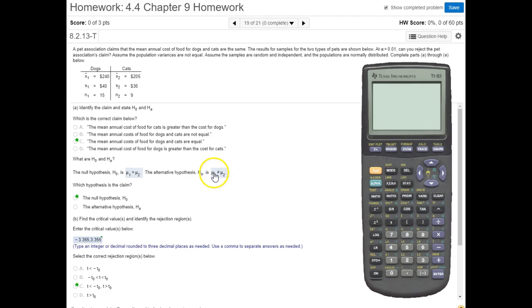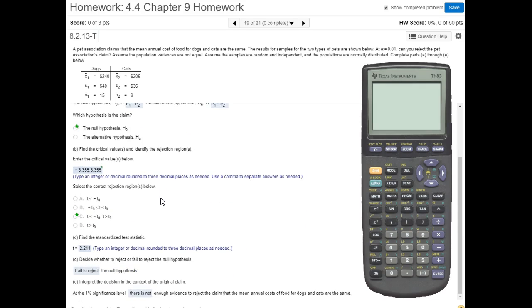So we have the alternative hypothesis here. And the null hypothesis is always this right here. And then which hypothesis is the claim? So they're equal, because that goes with the previous answer. So the null hypothesis is the claim. And so that's A. So we're good there. Now, part B, find the critical values and identify the rejection regions.